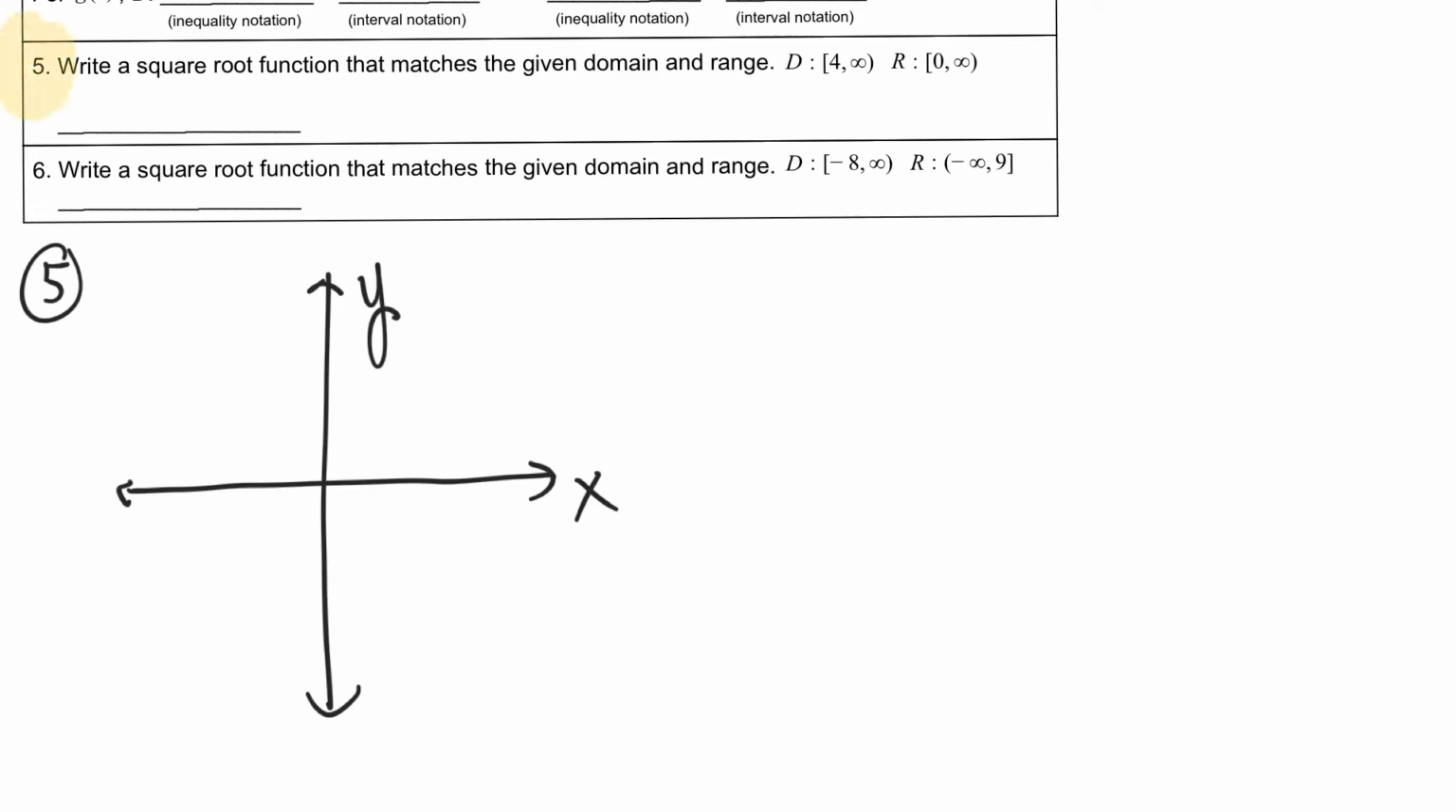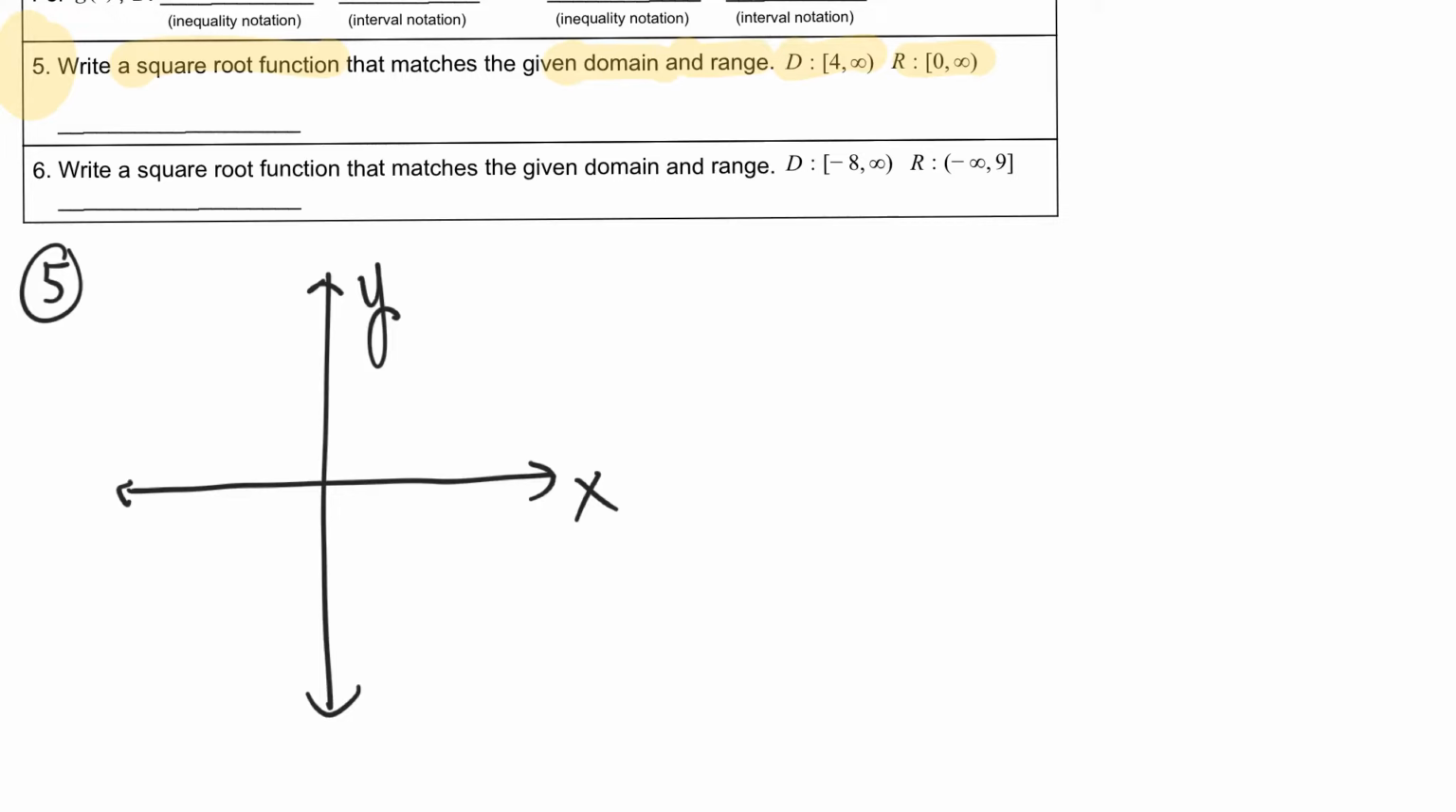We're going to go over number 5 from the 13-2 classwork. It says to write a square root function that matches the given domain and range. So let's look at this. It says here that it has a domain from 4 to infinity.